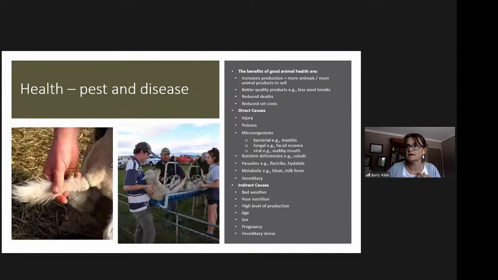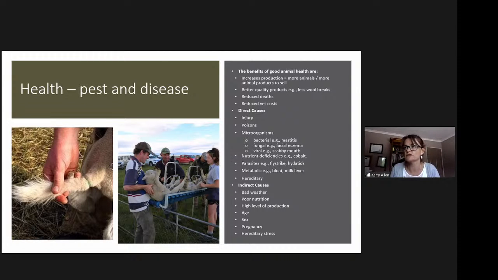Okay, and lastly is looking at health, pests and diseases. So we try to minimize this as much as possible because good health means that you increase that production. So A, they grow better, but B, they're alive, and therefore you will have more animal products to sell. Also, this increases quality. So if your animals are sickly, then the products that they're giving off, such as wool, venison, velvet, meat, etc., are poor.